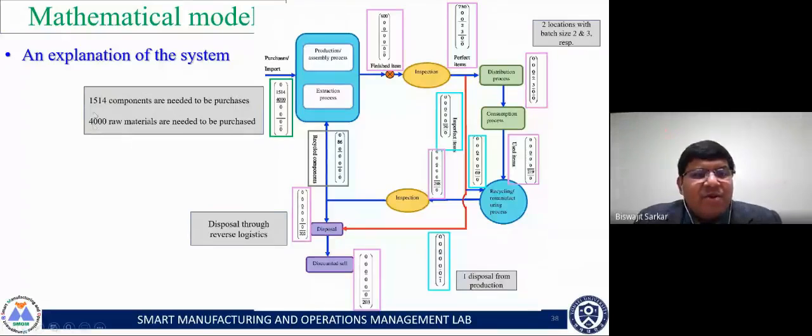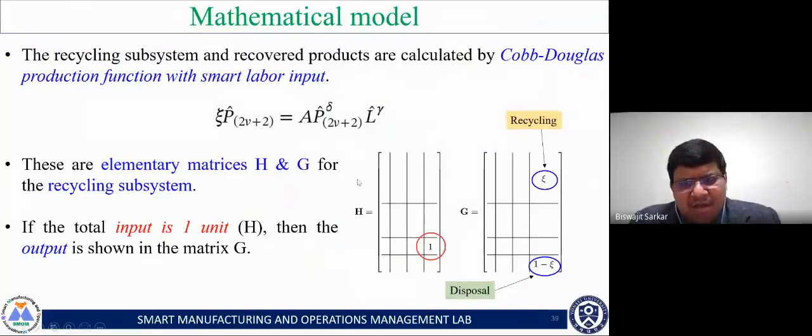This is the explanation with some example: 1514 components need to be purchased, and raw material is 4000. So that is the whole explanation with the block matrix. I'm not going into each calculation.